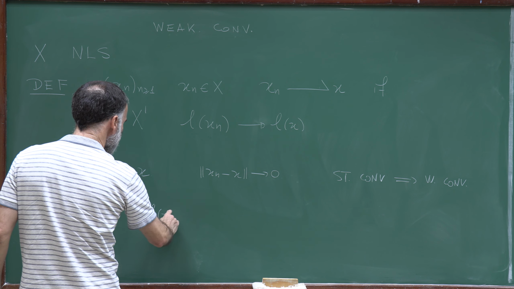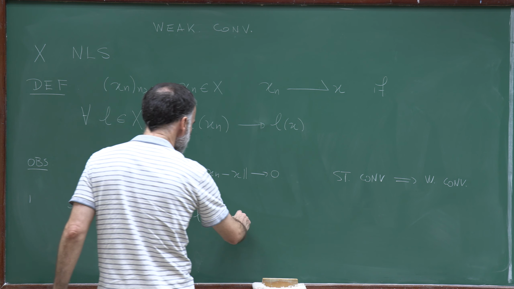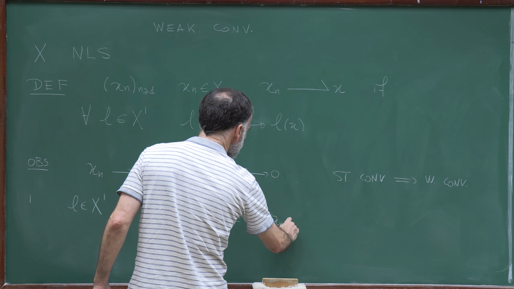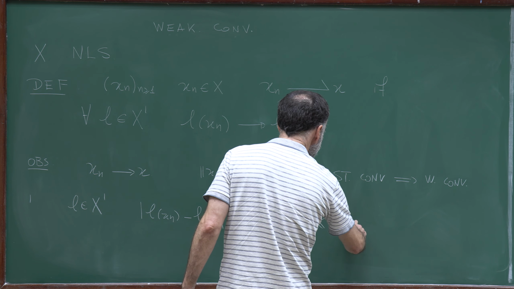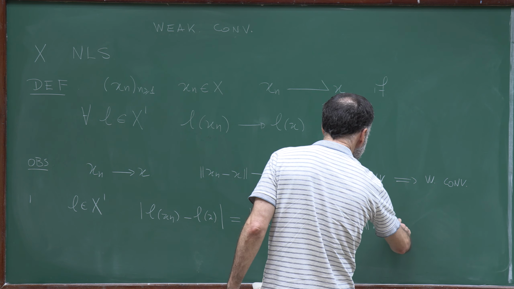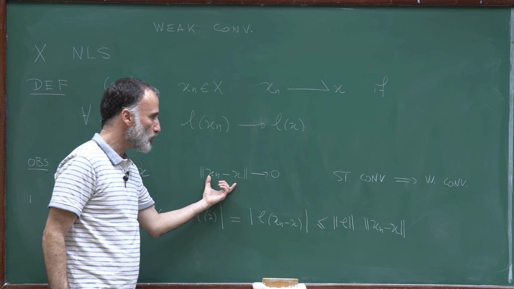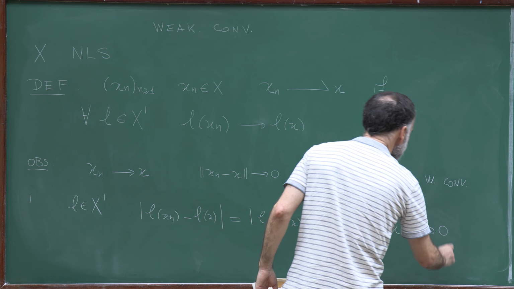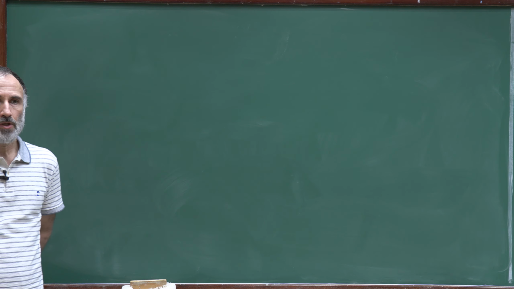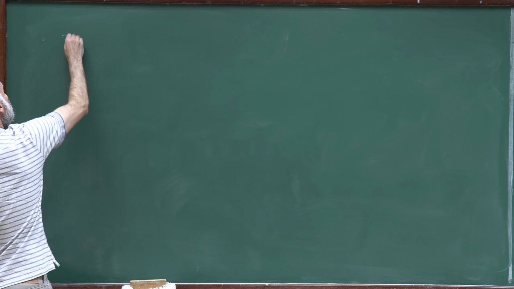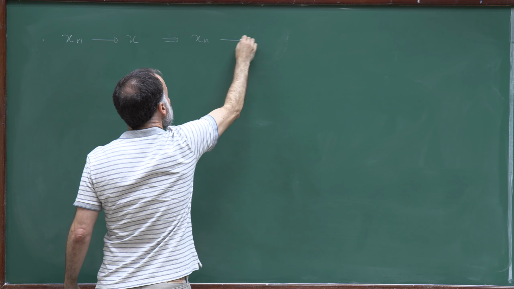Consider L of xn minus L of X. By linearity, this is equal to L of xn minus X. We have seen that this is bounded by the norm of L times the norm of xn minus X. Since xn converge strongly to X, this norm converge to 0, and therefore the sequence L of xn converge to L of X. So we have seen that if xn converge strongly to X, then xn converge weakly to X.